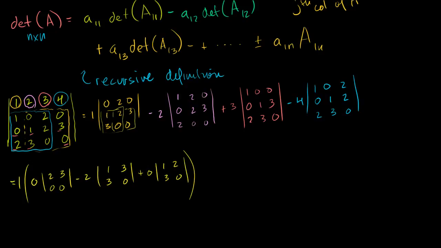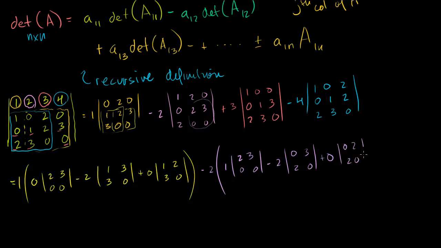As you can see, this can get a little bit tedious, but we'll keep our spirits up. So minus 2 times 1 times its submatrix. So that's this guy right here. Times the determinant of its submatrix, 2, 3, 0, 0. Then minus 2 times, get rid of that row, that column. 0, 3, 2, 0. And then plus 0 times 0, 2, 2, 0. That's this one right there.